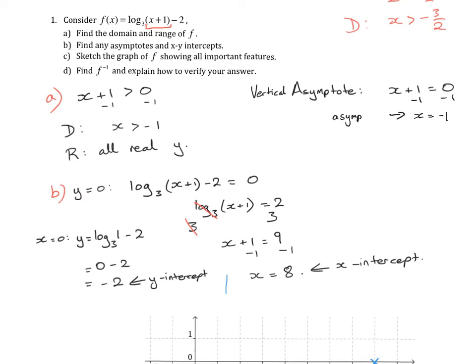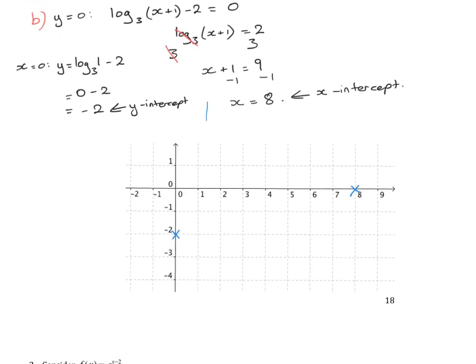And girls, remember it's important when you're being asked for an asymptote, you have to give it as an equation. x equals negative 1. If you say just negative 1, I don't know if you mean y equals negative 1 or x equals negative 1. So let's draw in that asymptote at x equals negative 1.